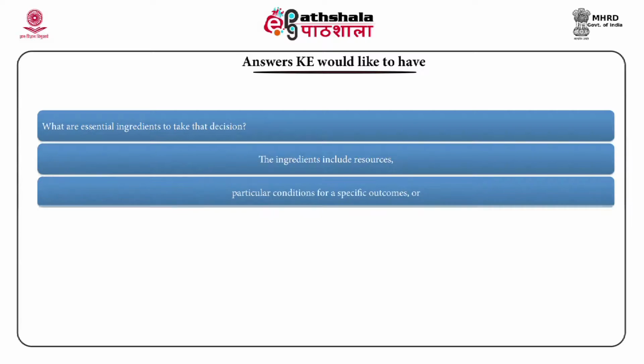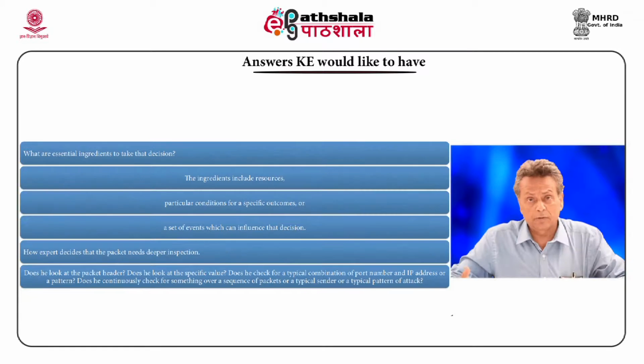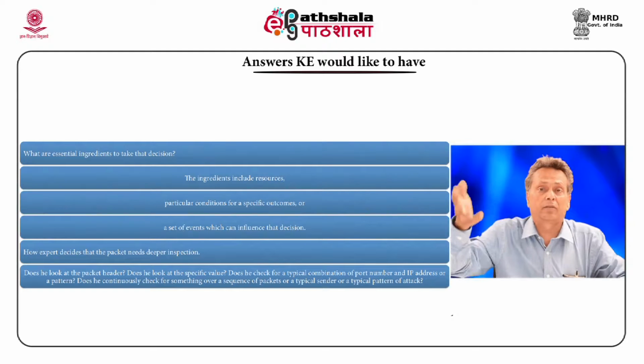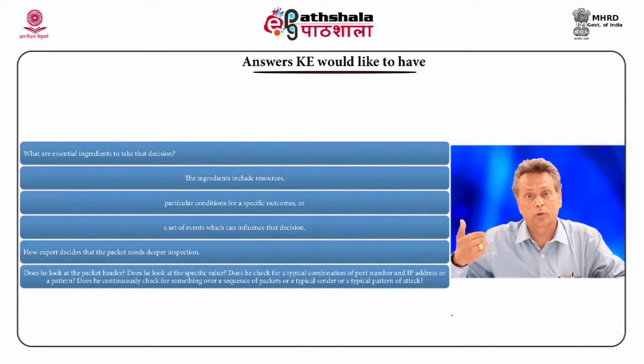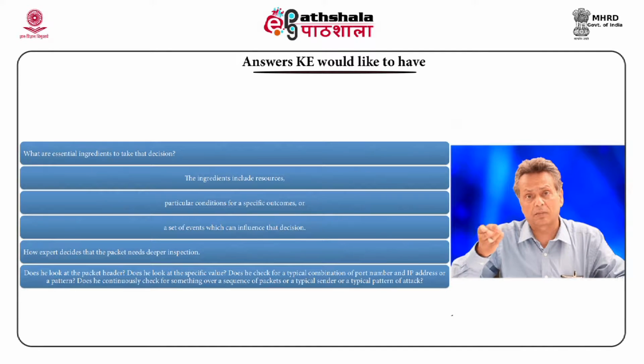What are the essential ingredients? So if you want to have an X-ray, what are the ingredients? The resources, for example, an X-ray machine. For a deep inspection, you need a powerful server with this kind of knowledge extraction process which can tell you exactly what this packet is doing. Particular outcomes, particular situation, whether the system is in danger or not, whether there is the threat of some attack or not, whatever. Okay, so that is a condition.